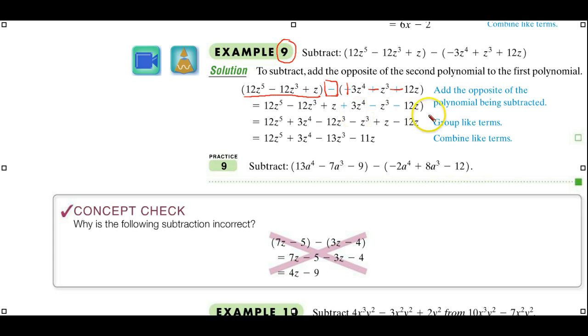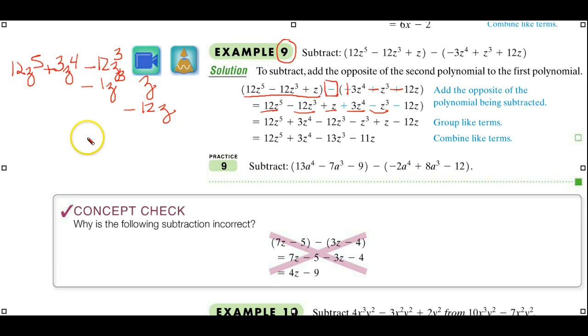But again, I still would use the technique of lining them up vertically. So we have 12z to the 5th. Any more 12z's to the 5th here? Nope. So then we have a plus 3c to the 4th. So I've done this one and I've done this one. Now I have a negative 12c to the 3rd. That's this one. And I have a negative 1z to the 3rd here. And then I have a z left there and a negative 12z. I probably should have done this down here.